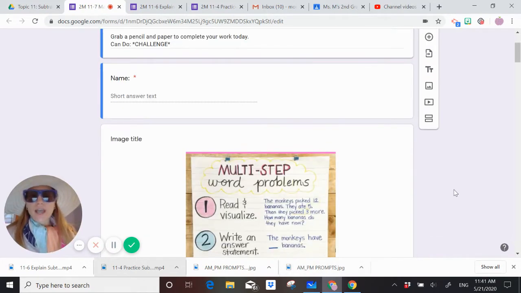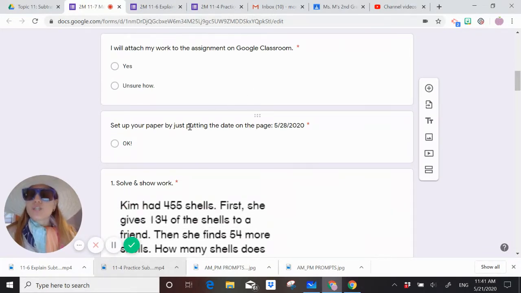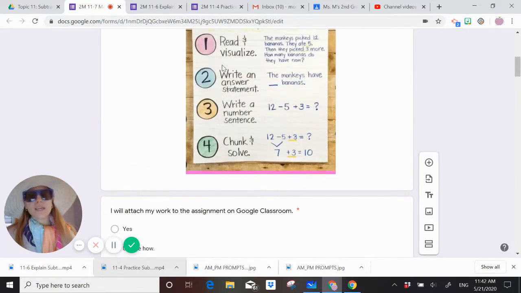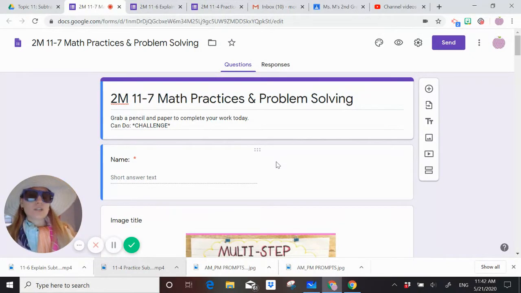So you should have your worksheet or your workspace for today set up by just putting the date on the page. Nice and easy. 5-28-2020. So it's May 28th, 2020. Awesome. That is the date for today. And please attach your work to this assignment on Google Classroom if you can. We're going to go through multi-step problems today, so I want to make sure you're doing your work correctly. We'd like to see your work. All right, friends, so if your paper is set up with a date, we're ready to move on.